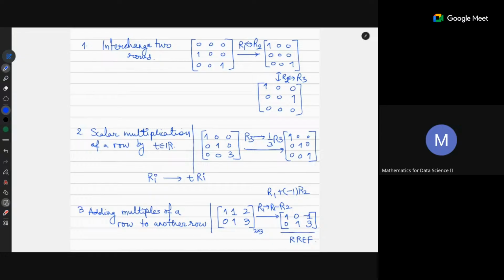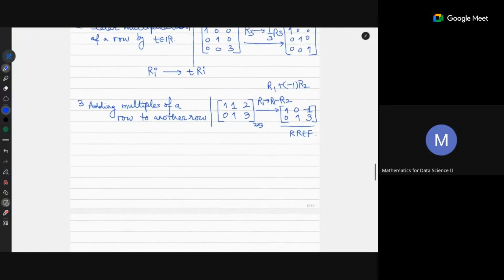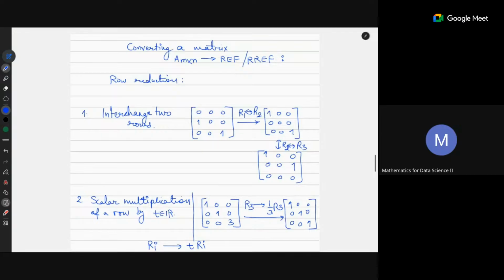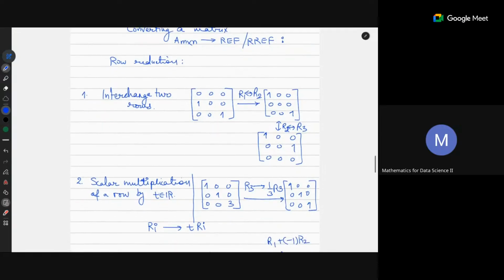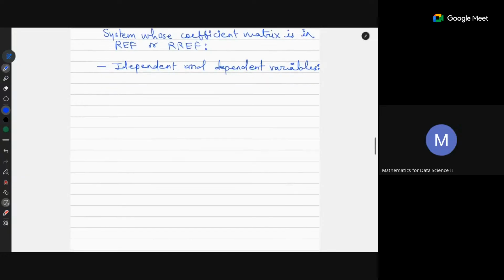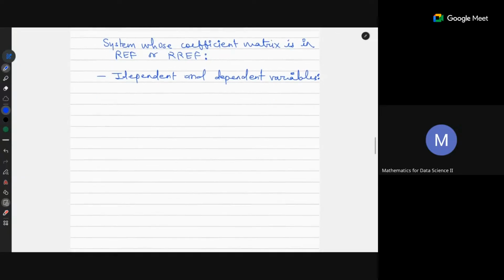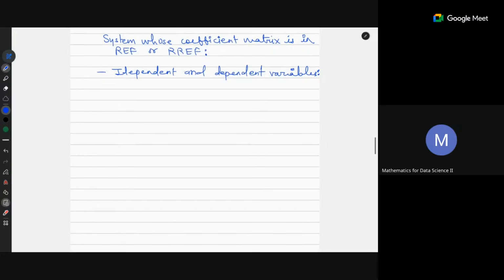Okay. So everyone seems comfortable with all these operations. So you can convert any M cross N matrix to an RREF or REF form. Now quickly let me tell you that if you have a system of equations whose matrix itself is in the RREF or REF form, then how can you solve that?